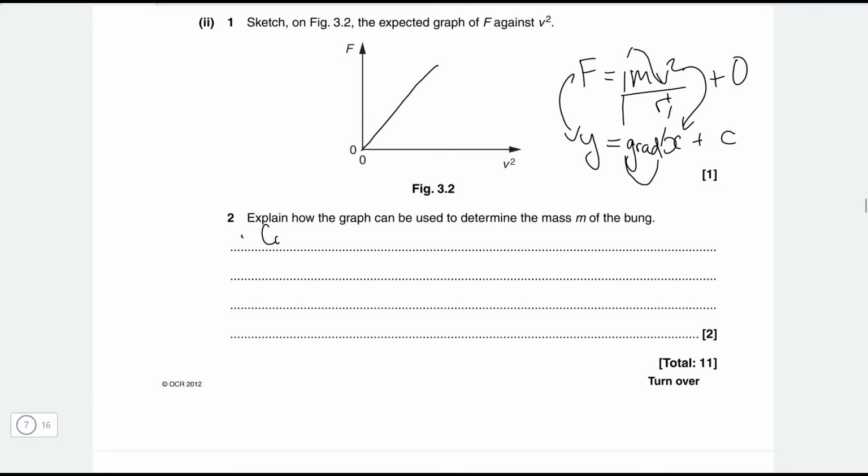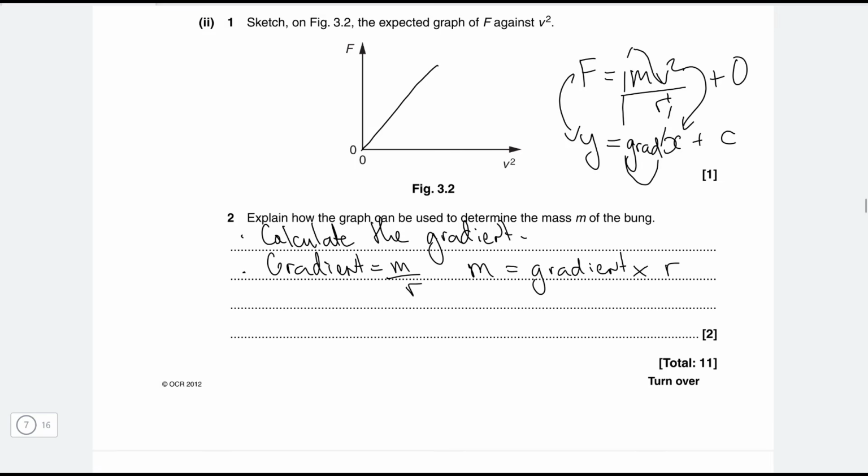Explain how the graph can be used to determine the mass of the bung. So we'll just say calculate the gradient. And then our gradient is equal to m over r. Therefore, the mass of the bung, m, is equal to our gradient times r. Okay, next question.